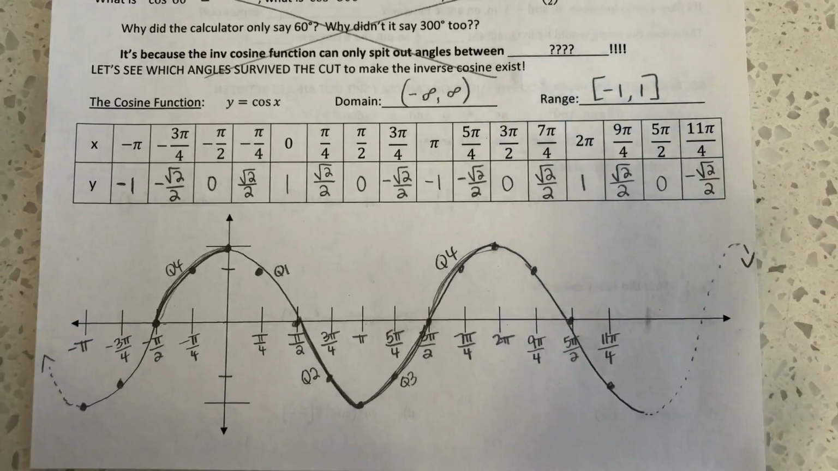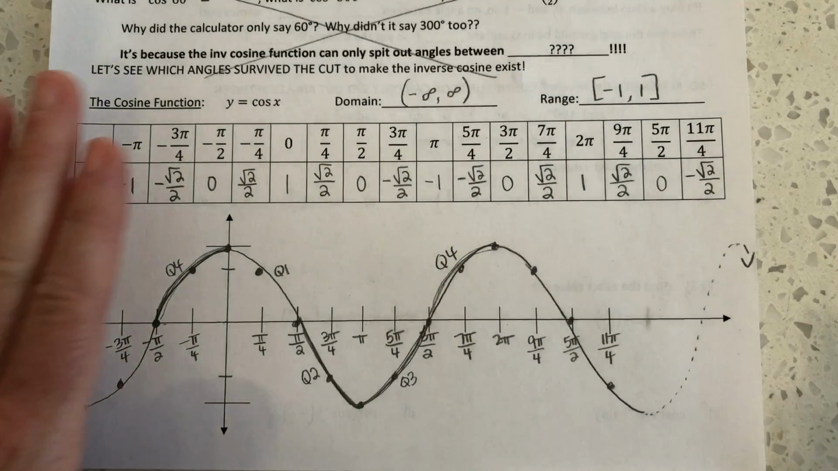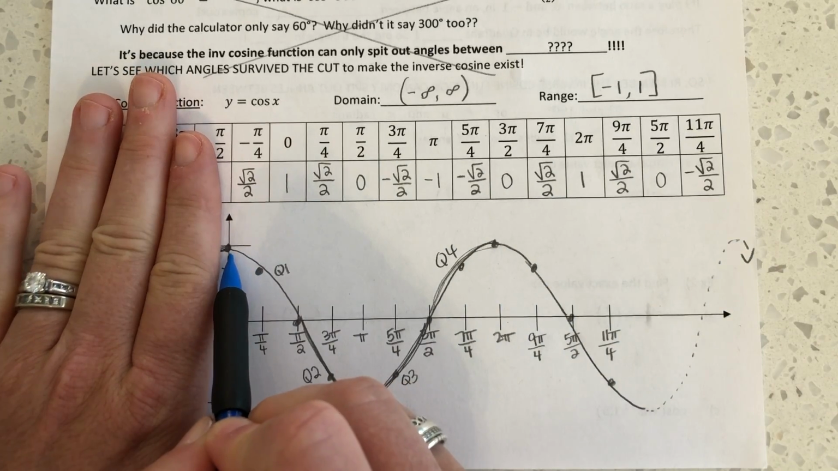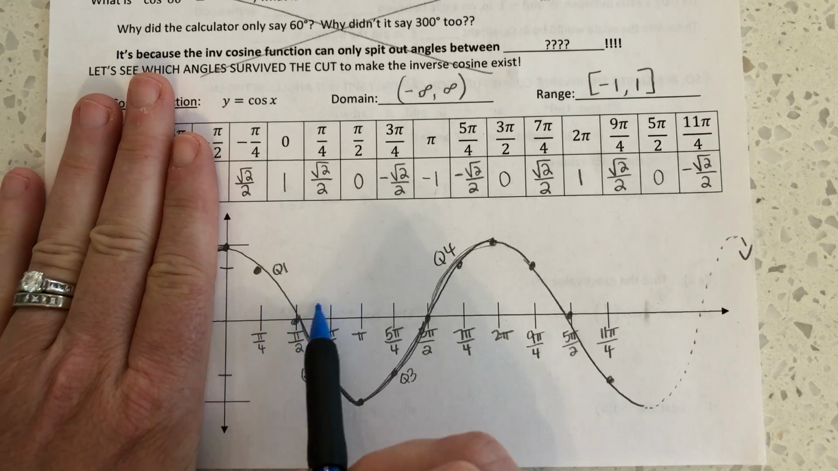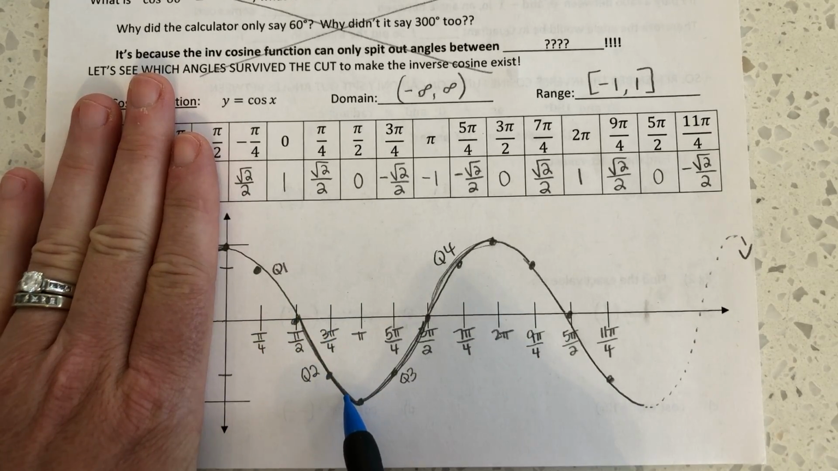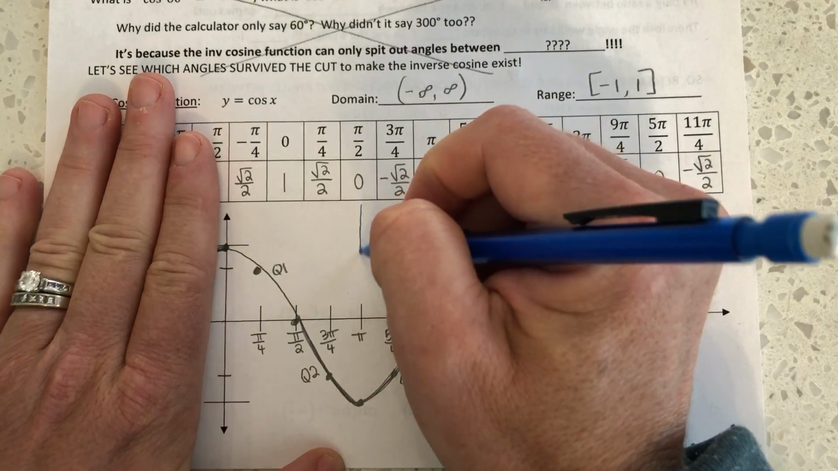So now if I want to start chopping his graph to get one cohesive strip that passes the HLT, to make it 1 to 1, well, let's start at 0. Does this pass the HLT? Yes, yes, yes. But the minute I make this turn, it will no longer continue to pass the HLT. So I have to chop the graph right here at pi.